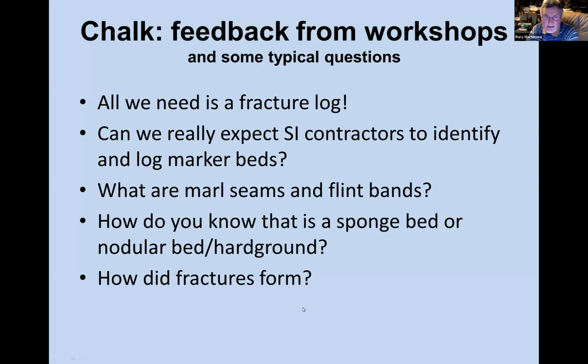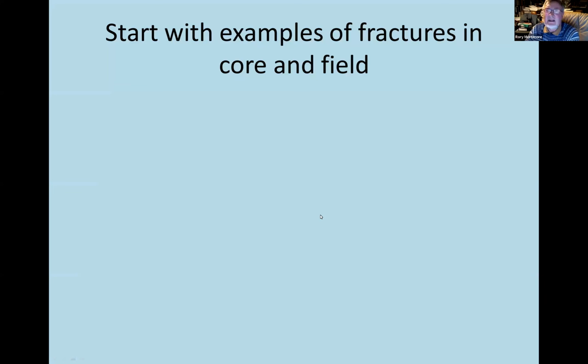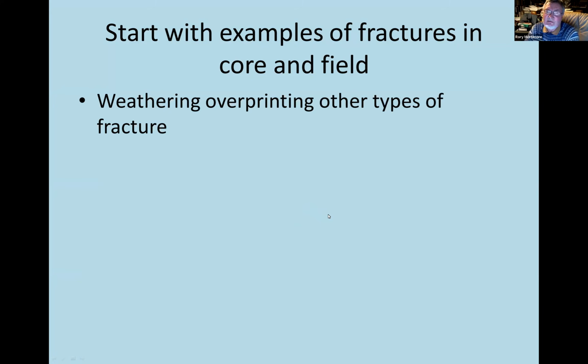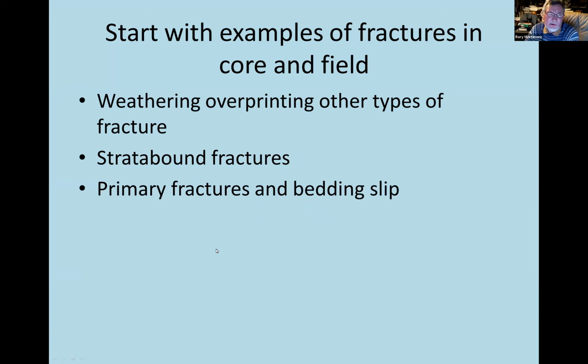And then I'm always asked, how do some of the fractures form? Well, we'll have a look and see if we can explain at least some of them. And we'll start with examples of fractures in core and in the field. And we'll particularly look at, in the beginning anyway, weathering, overprinting, other types of fracture. We'll talk about strata-bound fractures, which are very important to the chalk and its engineering. Primary fractures and bedding slip, we'll have a look at some elements of that.